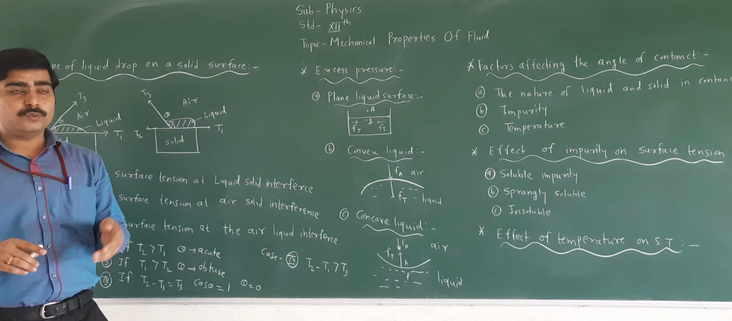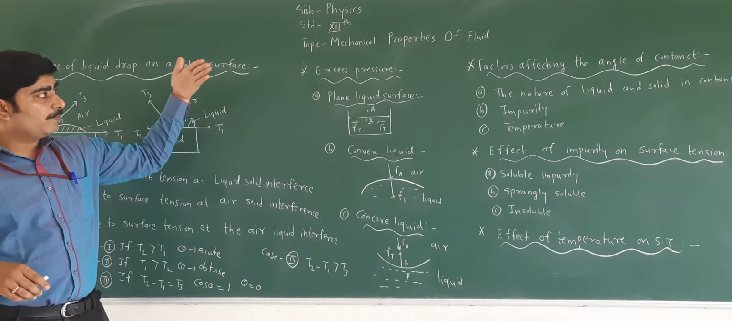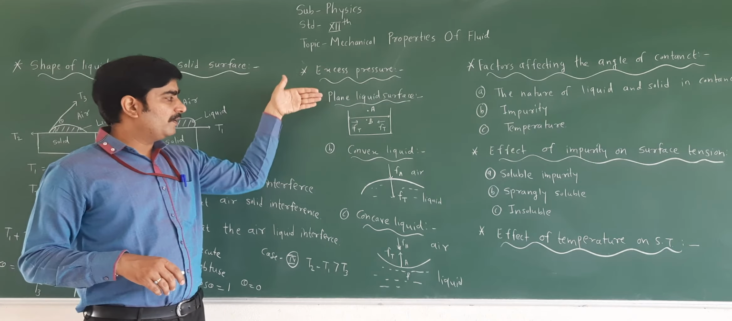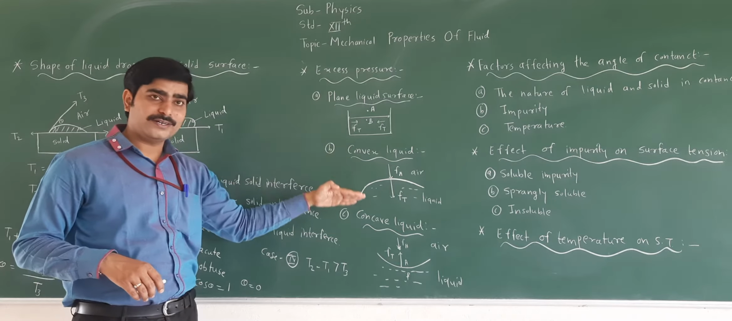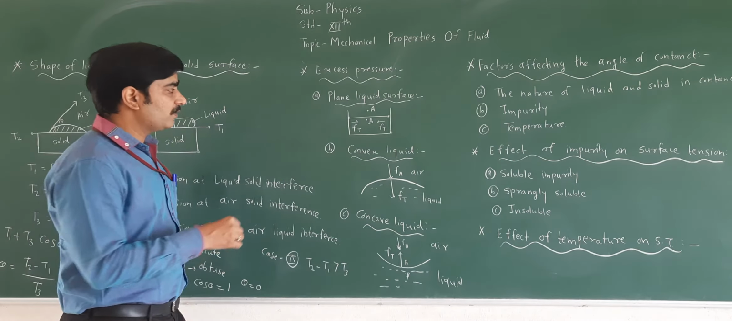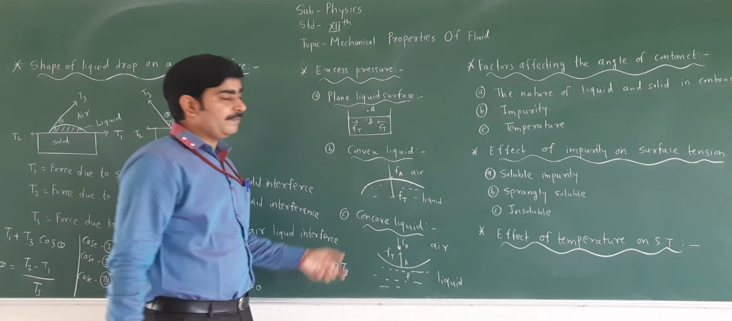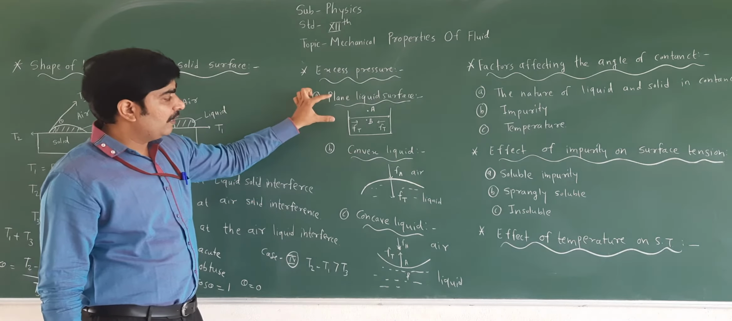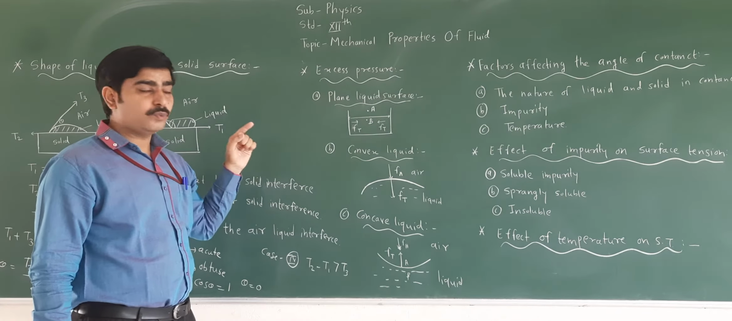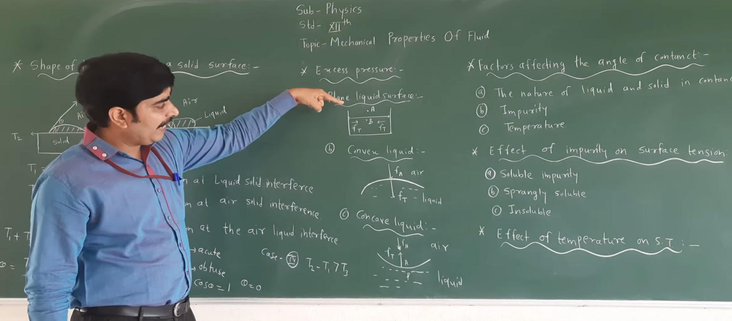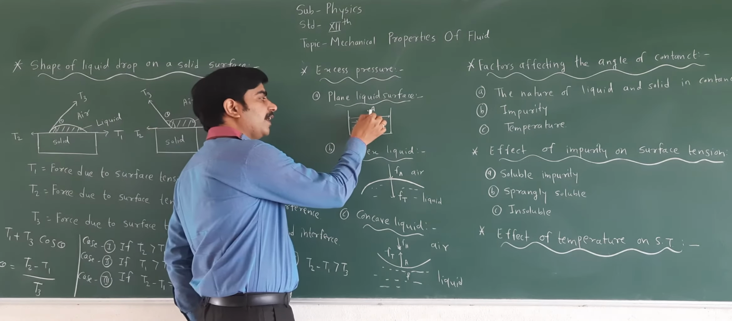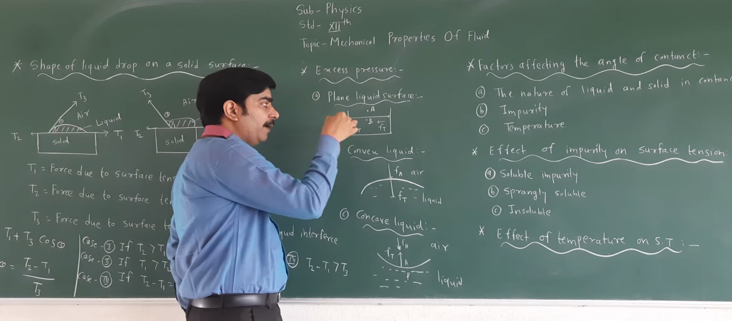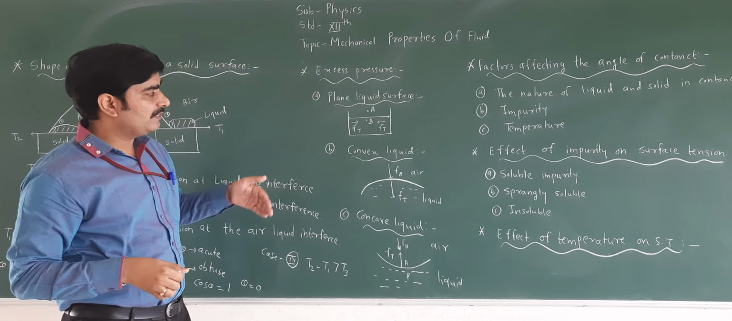In order to explain this, we have to divide the excess pressure point into three parts: plane liquid surface, convex liquid, and concave liquid. Okay, let's draw the first diagram. Here you can observe that in this container there are two points, point A and point B. Point A is above the plane surface and point B is below the plane surface, inside the liquid.